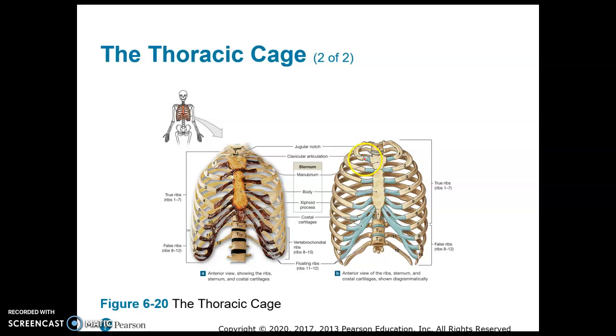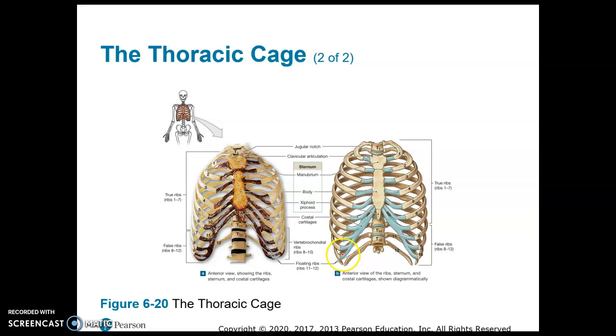Now, the first 7 pairs of ribs are called the true ribs, and that is because they are connected to the sternum directly by costal cartilages. But then you have the false ribs, which are pairs 8 through 12. The last 2 pairs, 11 and 12, are floating ribs because they aren't connected to the sternum at all.